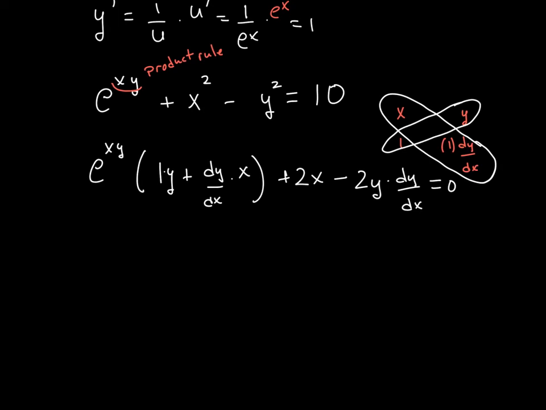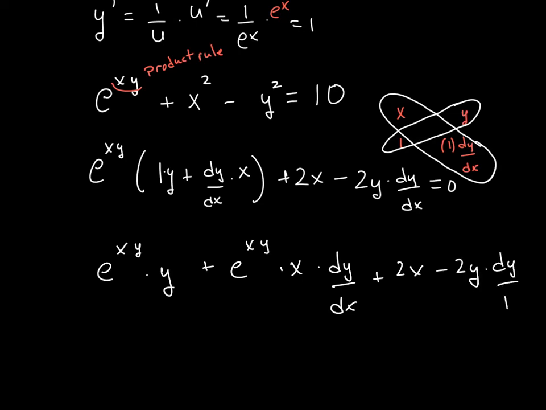All right, so then I have to take this e to the xy and multiply it out. And when I do that, I get e to the xy times y plus e to the xy times x times dy dx plus 2x minus 2y dy dx is equal to 0.